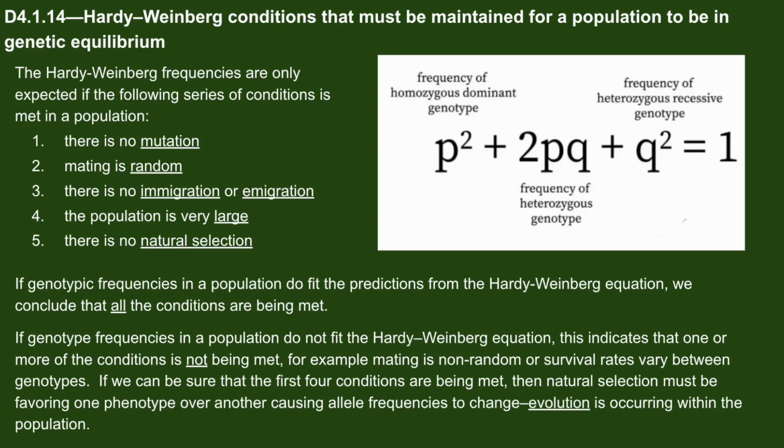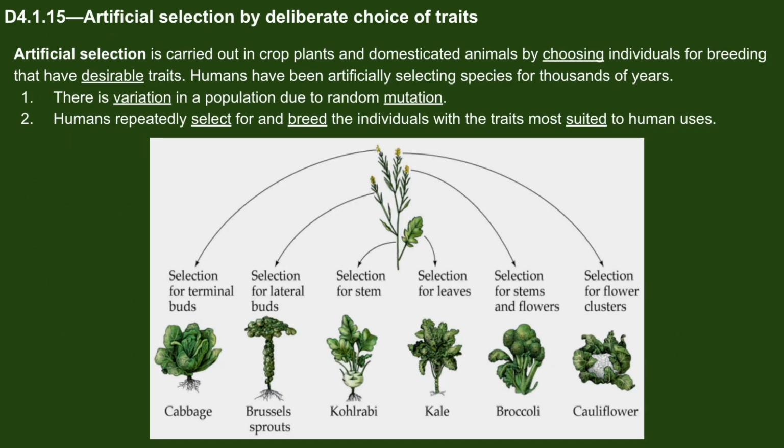So, if the genotypic frequencies in a population fit the predictions from Hardy-Weinberg, we will conclude that all the conditions are being met. And therefore, if they don't fit Hardy-Weinberg, that indicates that one or more of these conditions is not being met. If we can ensure that these first 4 are being met, then we can demonstrate that there is natural selection occurring in a population.